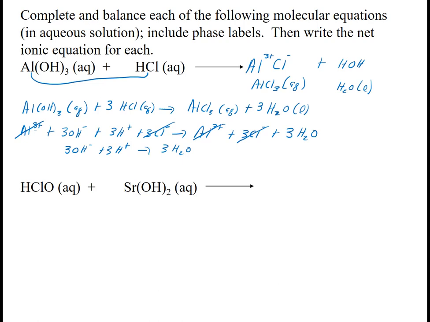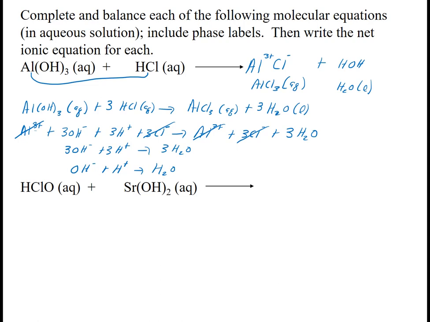And because all of these have a 3 in front of them, the correct way to write this is just OH minus plus H plus goes to form water. And this is my net ionic reaction here. Okay, I want you to pause the video and try the next one on your own.